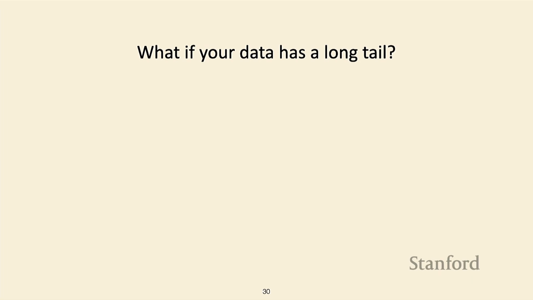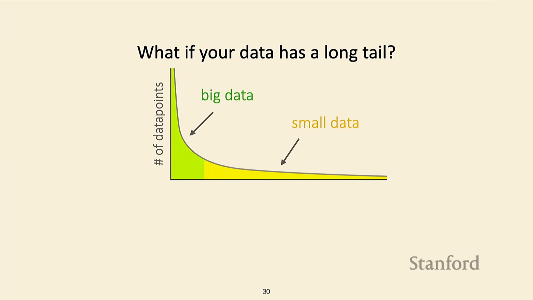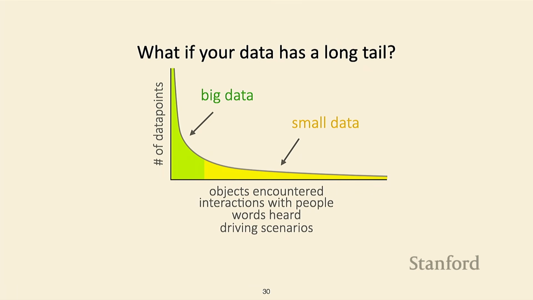Now, beyond that, there are also scenarios where maybe you have a large data set, but that data set is very skewed. So you have a long-tail distribution, where this is showing a histogram of the number of data points for different parts of your distribution, different slices of your distribution. And these different slices could correspond to objects that the system has encountered, or interactions with different people, or the words that it has heard, or driving scenarios, and so on and so forth.